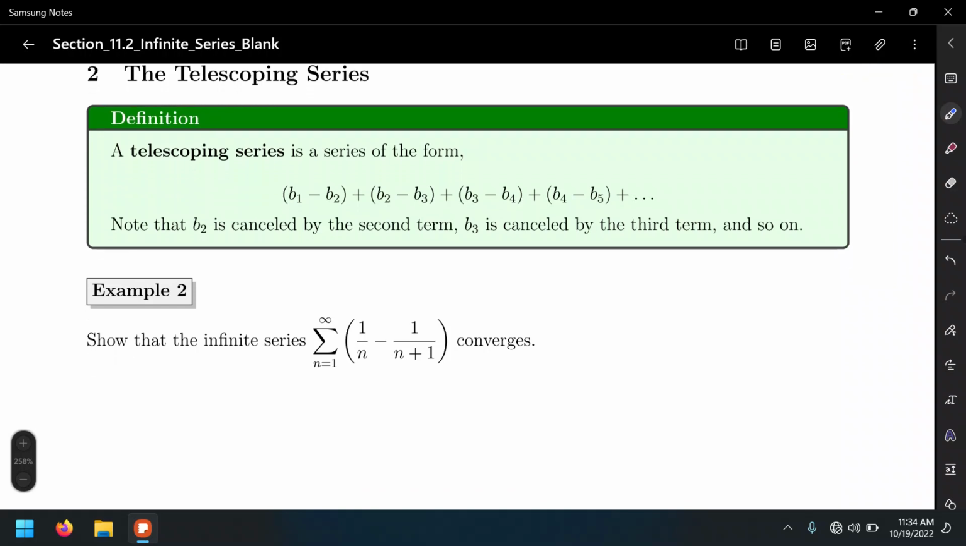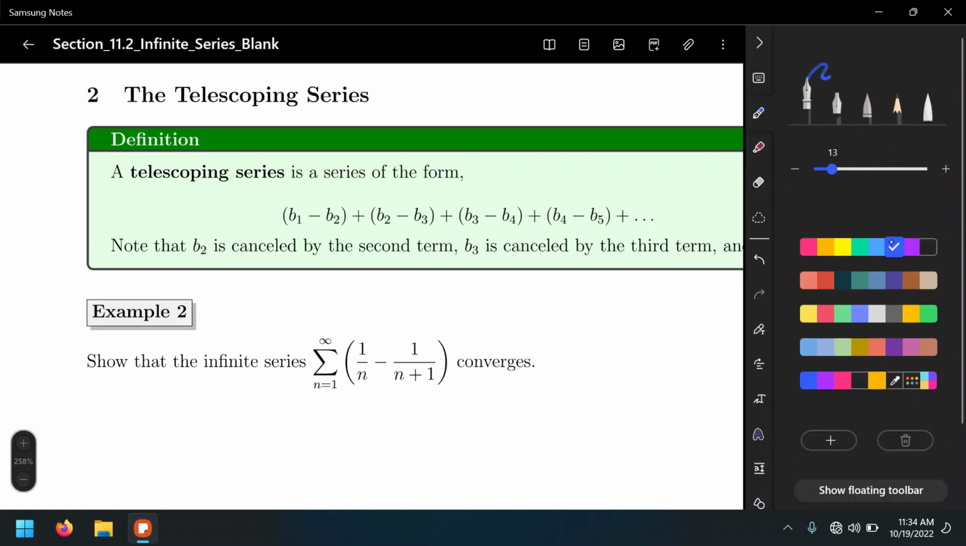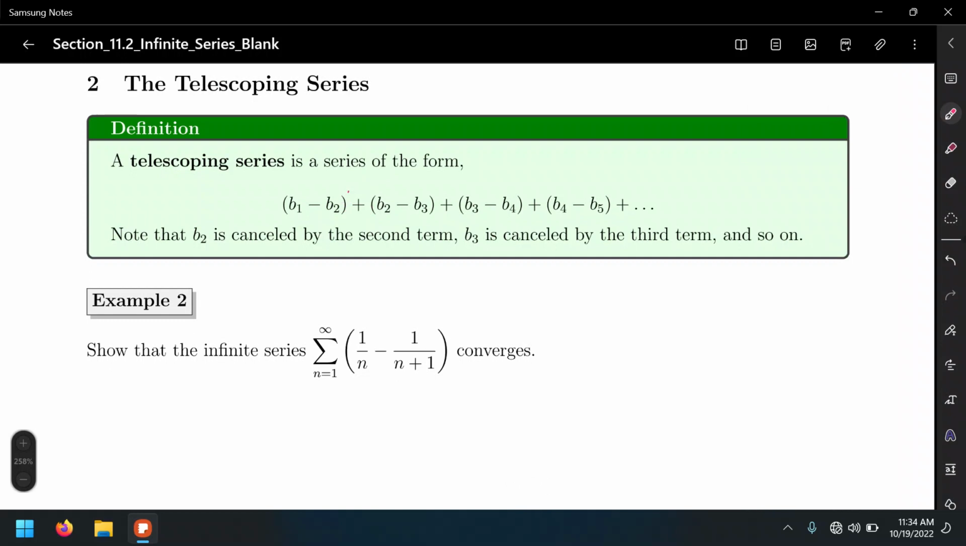So we're going to do the telescoping series, which has this form: b sub 1 minus b sub 2 plus b sub 2 minus b sub 3 plus b sub 3 minus b sub 4, and so on and so forth. Why is this called a telescope? Well, notice how the b2's cancel, b3's cancel, b4's cancel, b5's cancel, b6 cancel, b7, etc.